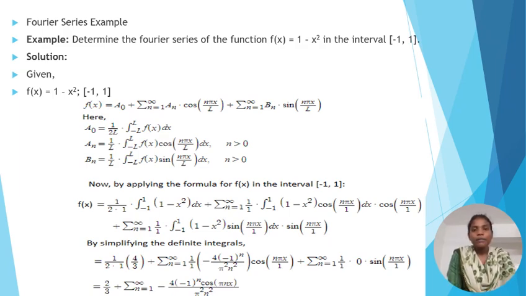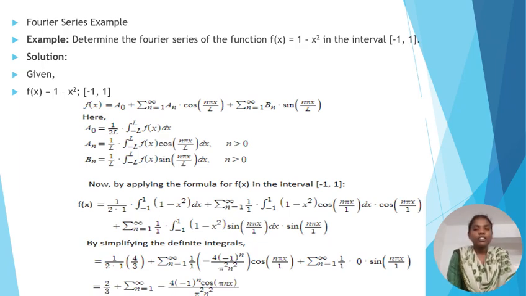Example: determine the Fourier series of the function f of x is equal to 1 minus x square in the interval of minus 1 to 1. So the trigonometric Fourier series equation is a naught plus summation n equal to 1 to infinity of a n cos n omega naught t plus b n sin n omega naught t.